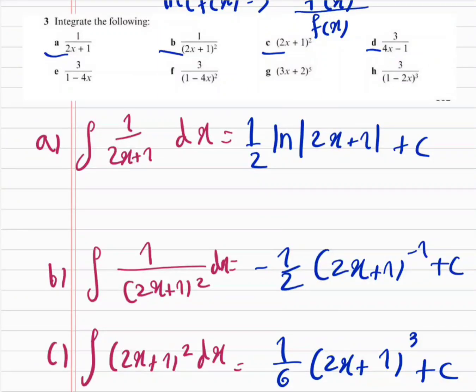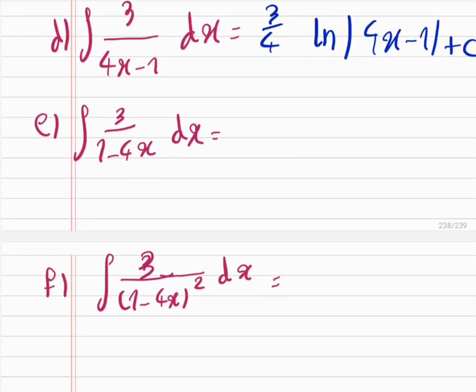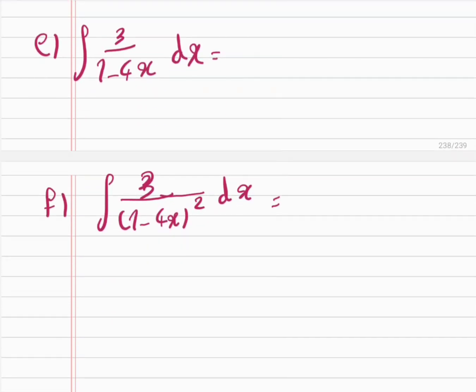Hi everyone, this video is on exercise 11B question 3, and in this video I'm going to do parts E and F. So in part E we have 3 over 1 minus 4x, and we want to integrate this.